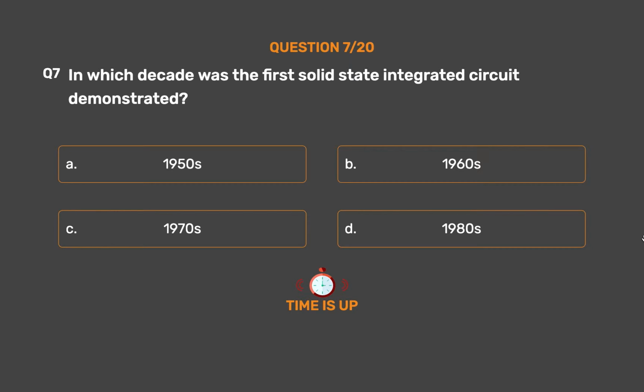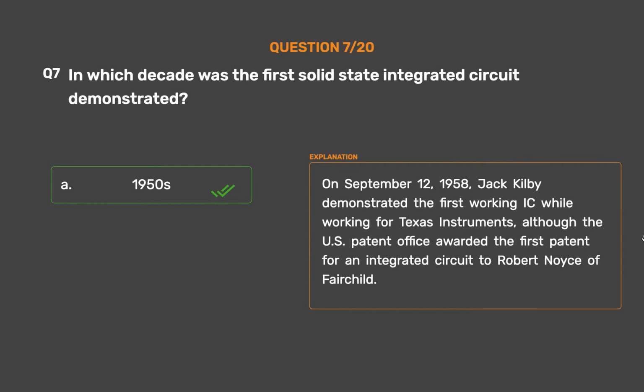The correct answer is option A. 1950s. On September 12, 1958, Jack Kilby demonstrated the first working IC while working for Texas Instruments, although the U.S. Patent Office awarded the first patent for an integrated circuit to Robert Noyce of Fairchild.